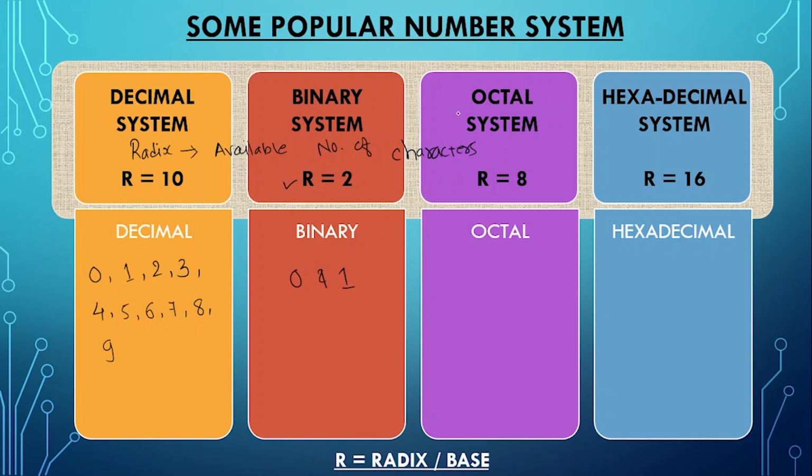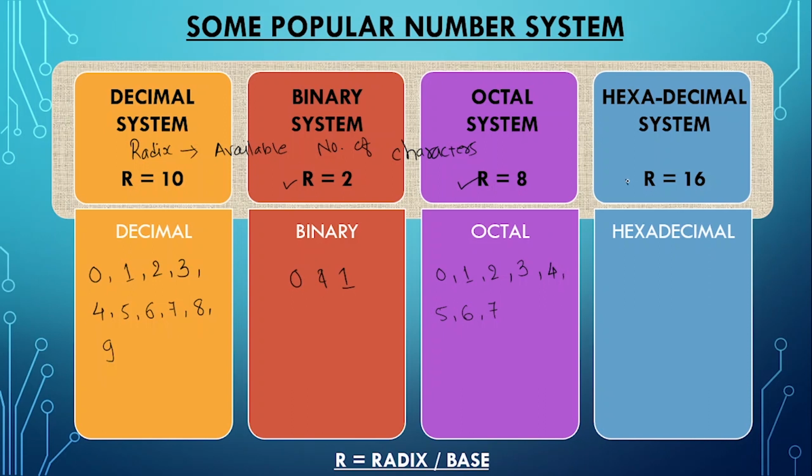Now moving further with the octal number system, we have the radix 8. That means we have 8 characters in the octal number system. So these characters are 0, 1, 2, 3, 4, 5, 6, 7. These are the 8 characters, and all the numbers can be formed with a combination of these 8 characters.